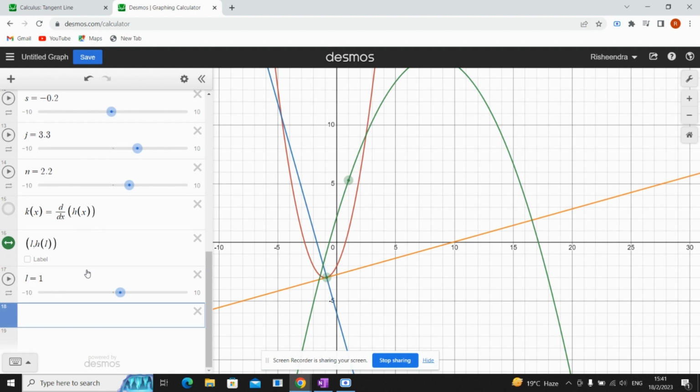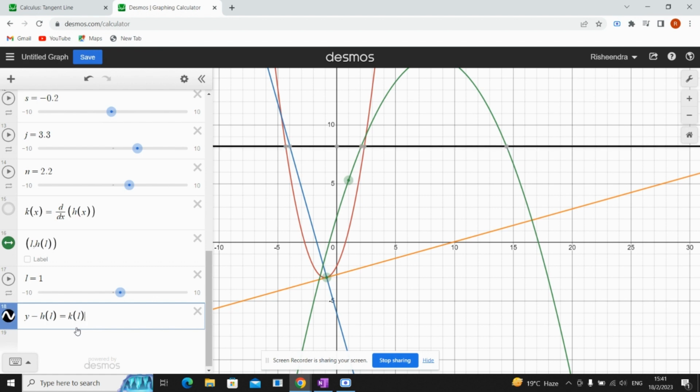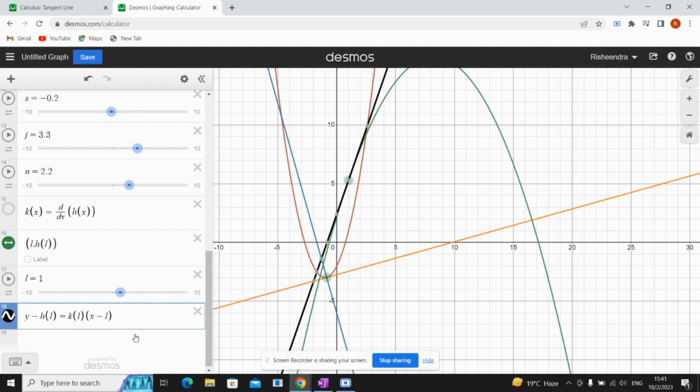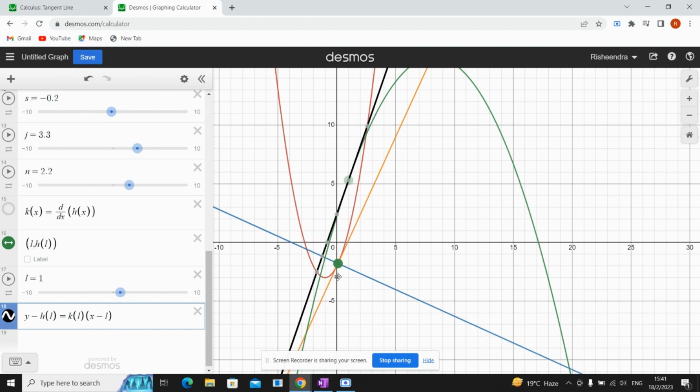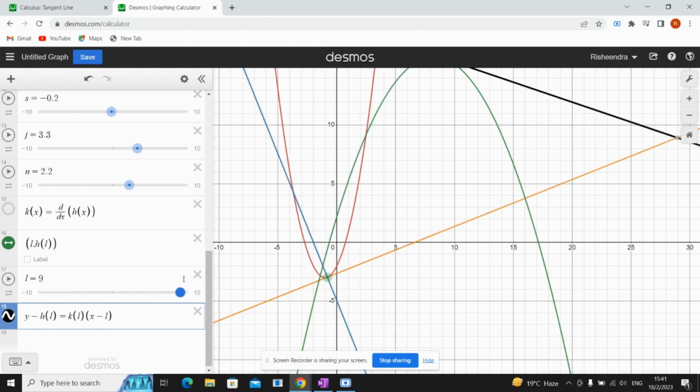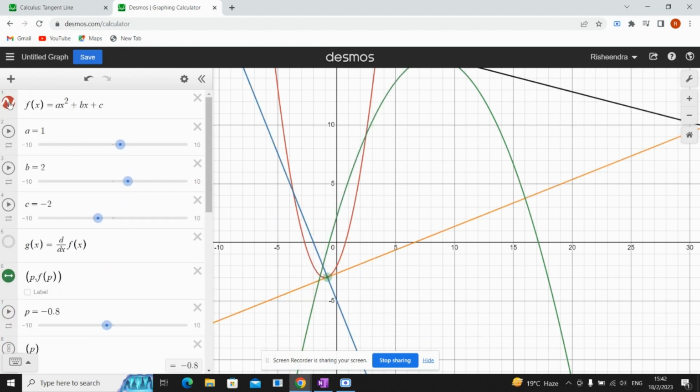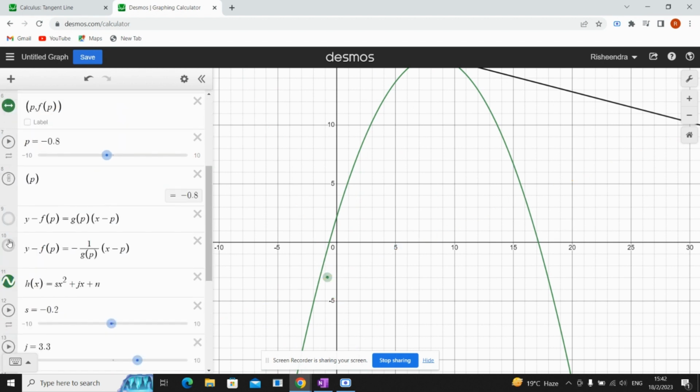Okay, L comma h of L, and then let's get the equation y minus y1, where y1 is h of L, equal to m. The slope will be k of L for this line, multiplied by x minus L, right? See, look at this line. These lines seem a little irritating, so I'm making them invisible for the time being.